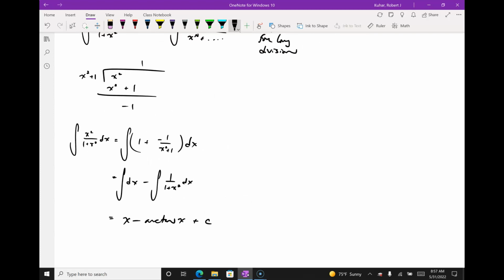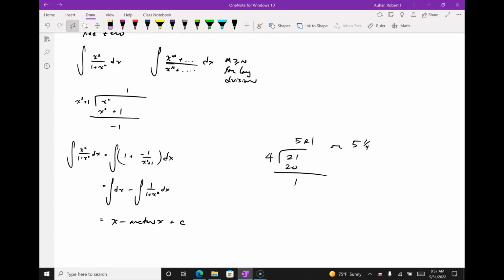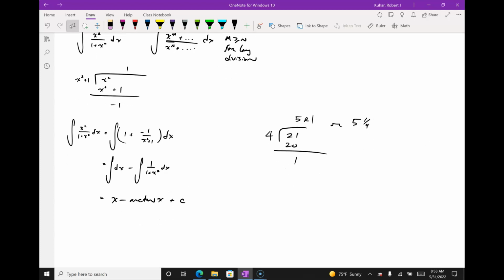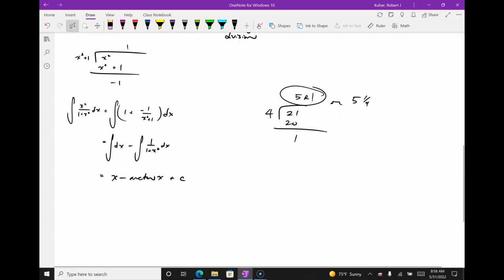Yeah, so like if I did 4 into 21, right? It goes in 5 times, and then I get a remainder of 1. But you remember we used to write 5 remainder 1 or 5 1/4, right? Yeah, absolutely. That's 4th grade. We stopped doing that a long time ago, right? But it's okay. Yep.